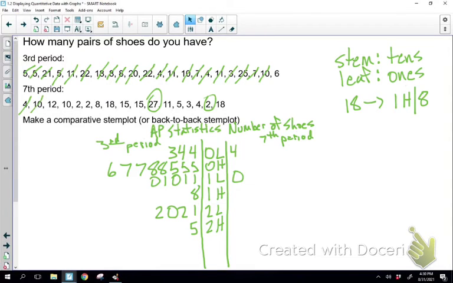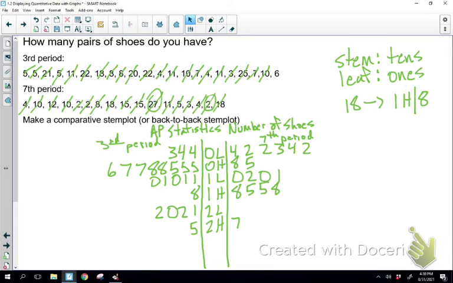We have a 10, 12, 10, 2, another 2, an 8, 18, 15, 15, 27, 11, 5, 3, 4, 2, and 18.